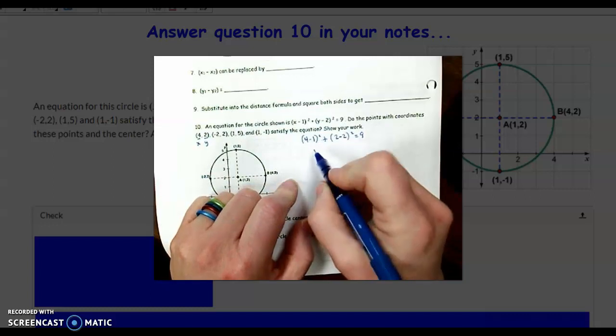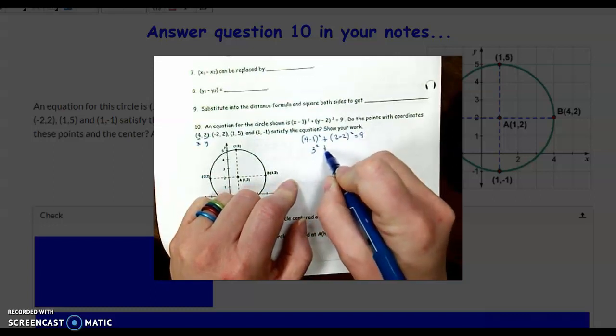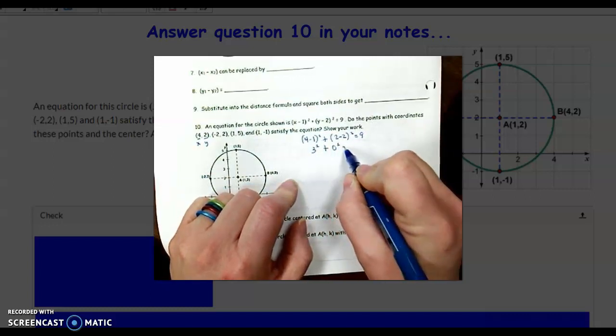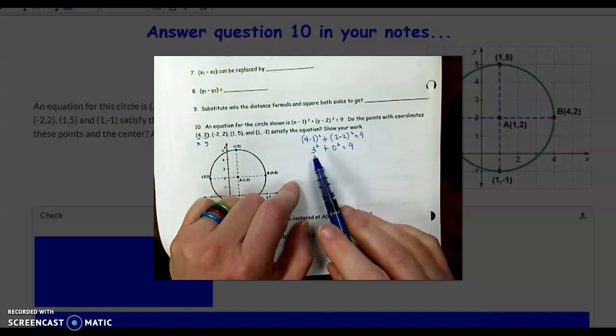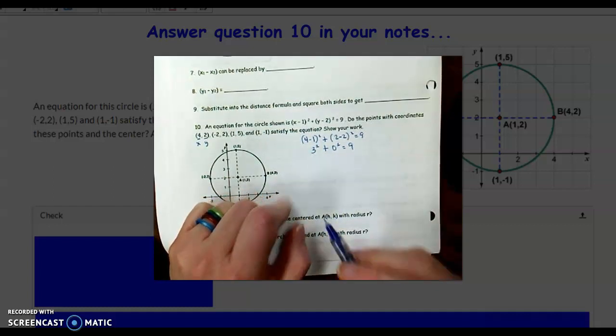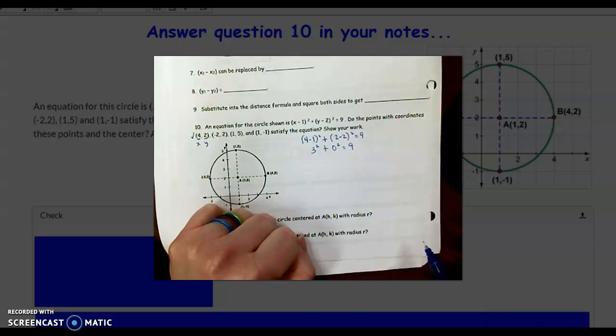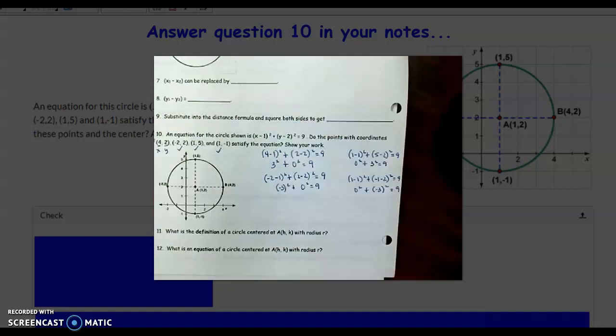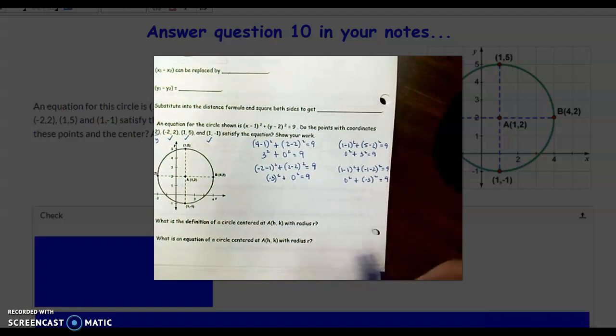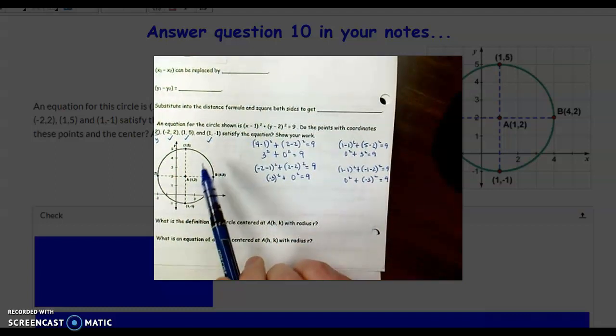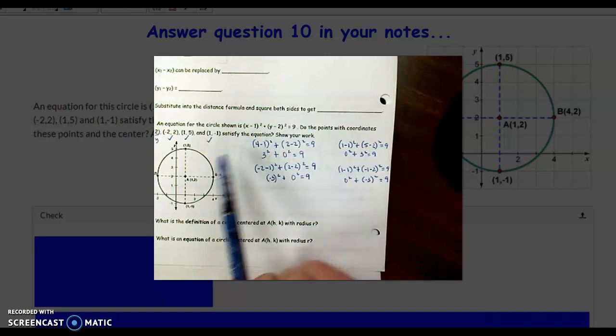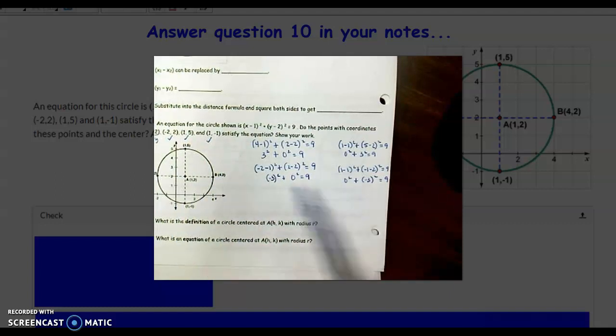So 4 minus 1 is 3, so that would be 3 squared. 2 minus 2 is 0, and we can see that that is true. This would be 9 plus 0, which is 9. So this point is on that circle. Go ahead and pause the video here and check the other 3 points. Okay, so once you plug those numbers in, you should have gotten that all 4 of these are indeed satisfying the equation and are on the circle.